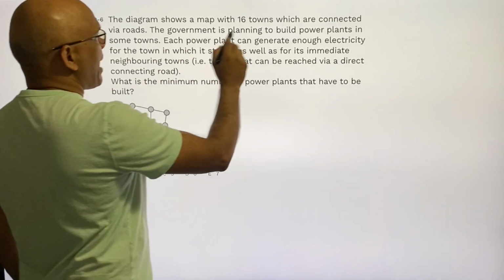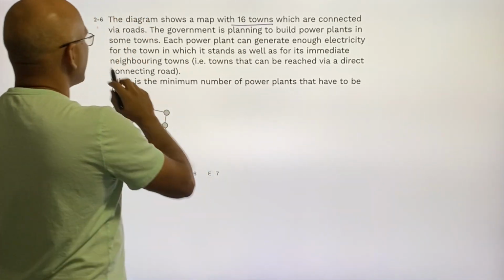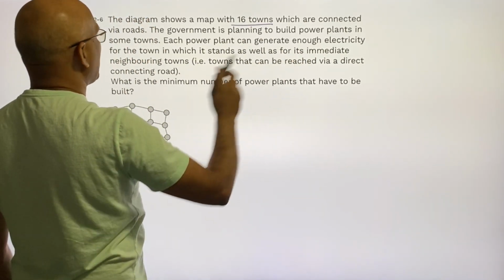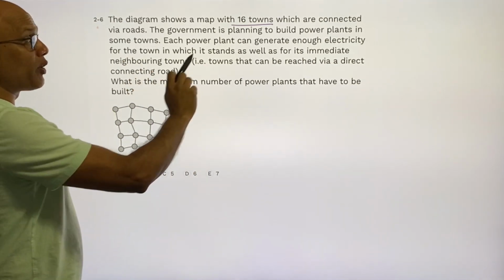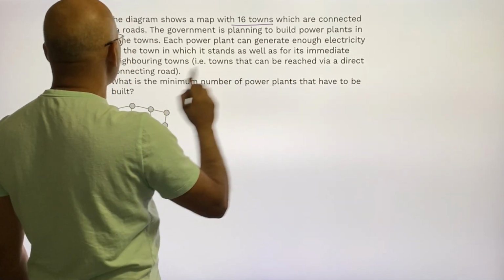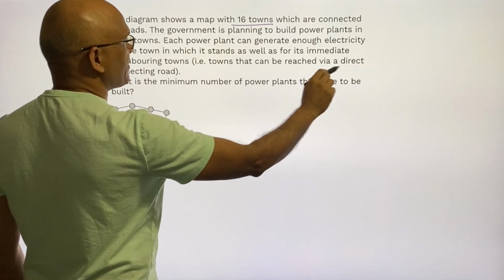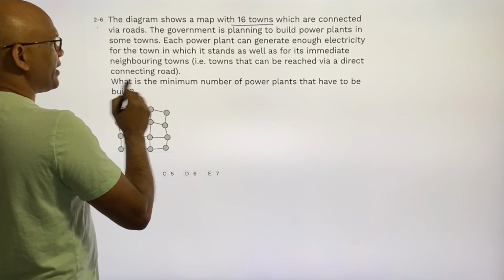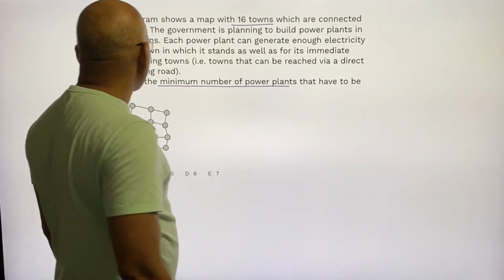The diagram shows a map with 16 towns that are connected via roads. The government is planning to build power plants in some towns. Each power plant can generate enough electricity for the town in which it stands, as well as for its immediate neighboring towns, that is, towns that can be reached via a direct connecting road. What is the minimum number of power plants that have to be built?